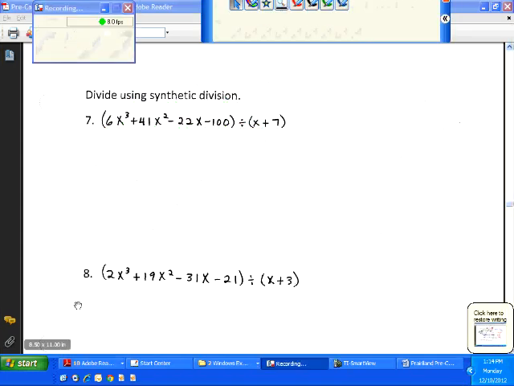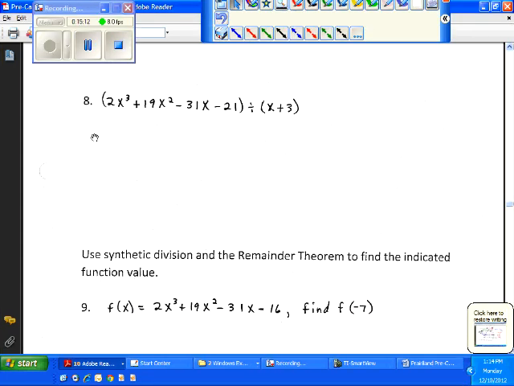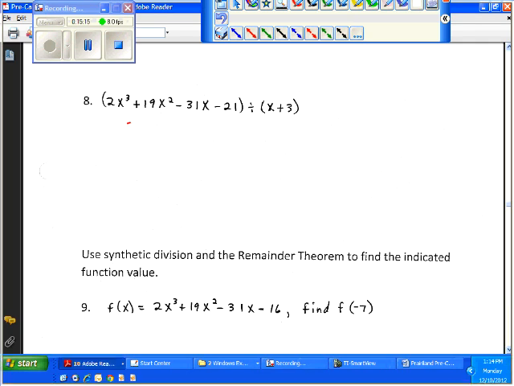Number 8. So, number 8, we've got a 2 to the third, 19 to the second. We're making sure we didn't skip x to the first. Then the number negative 21, which is an x to the 0, divided by the root, which would be a negative 3. The factor is x plus 3, so the root would be negative 3.